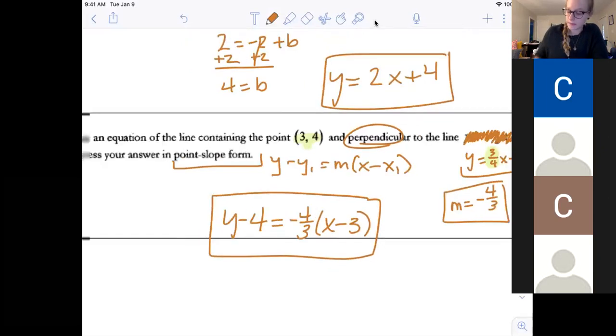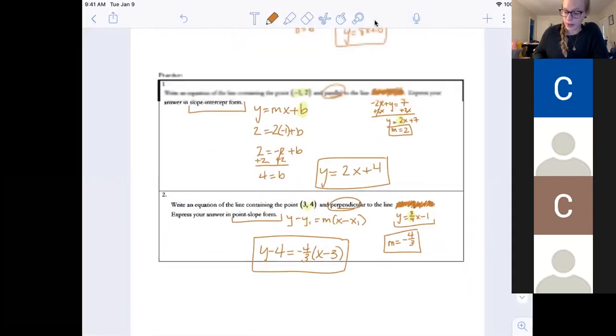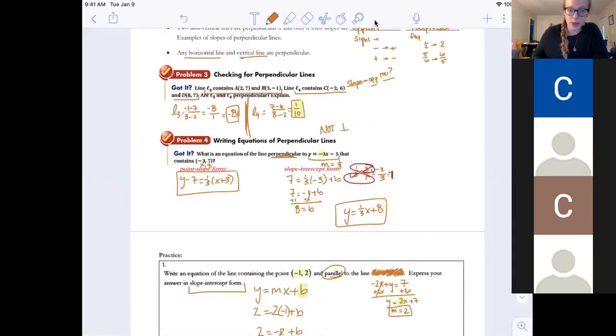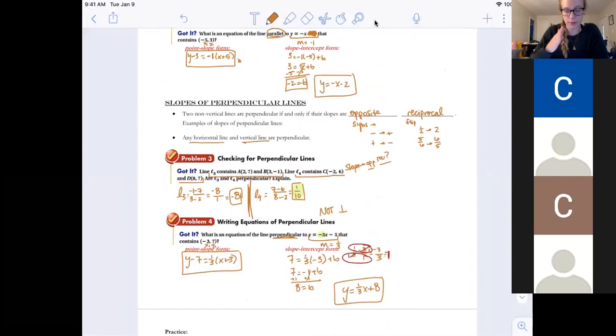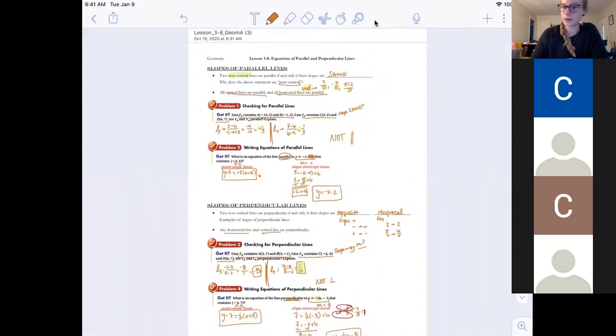Good job, guys. All right, I think some of us are a little sleepy, so make sure that we wake up before you try the homework. This is all stuff that we did yesterday. We just spent a little bit more time focusing in on it. Are there any questions on parallel or perpendicular lines?